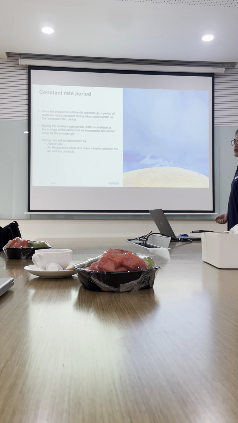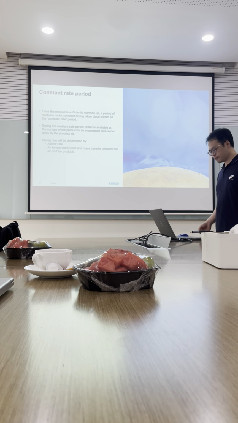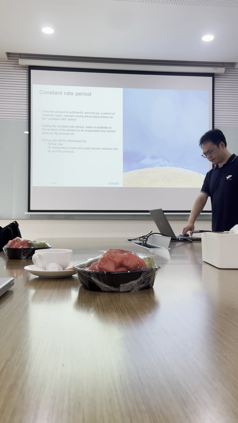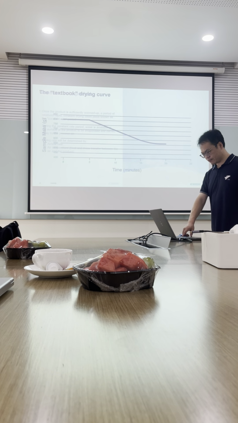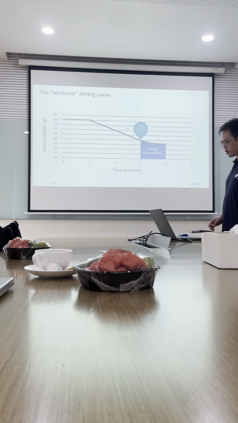The drying rate can be determined by the airflow rate and the temperature, because the heat and mass transfer are between the air and the product. So step 3 is the constant rate period. So this is the critical moisture content.